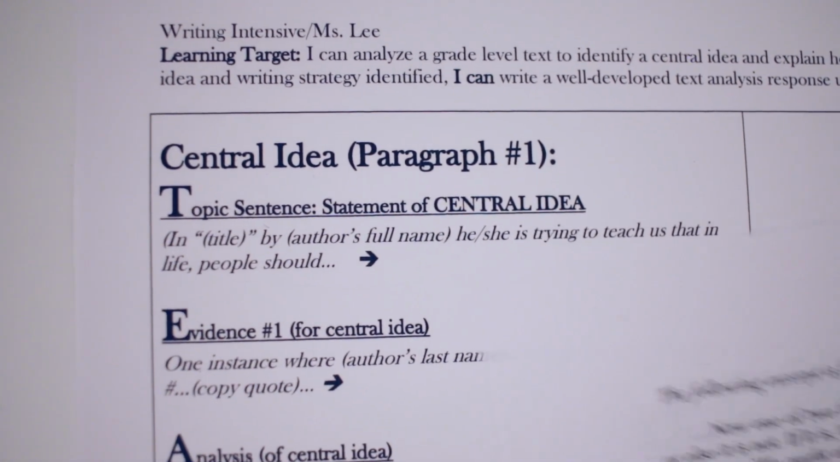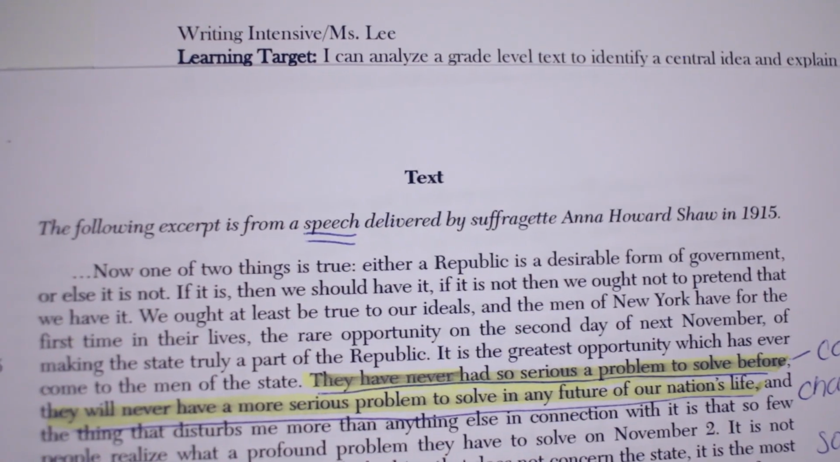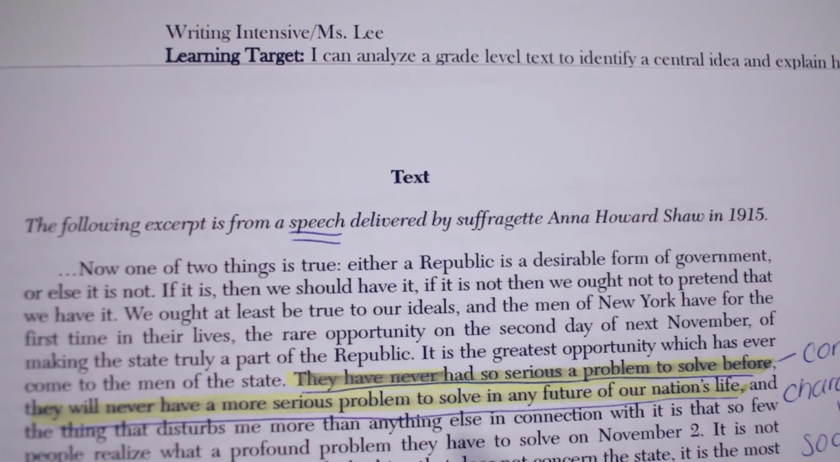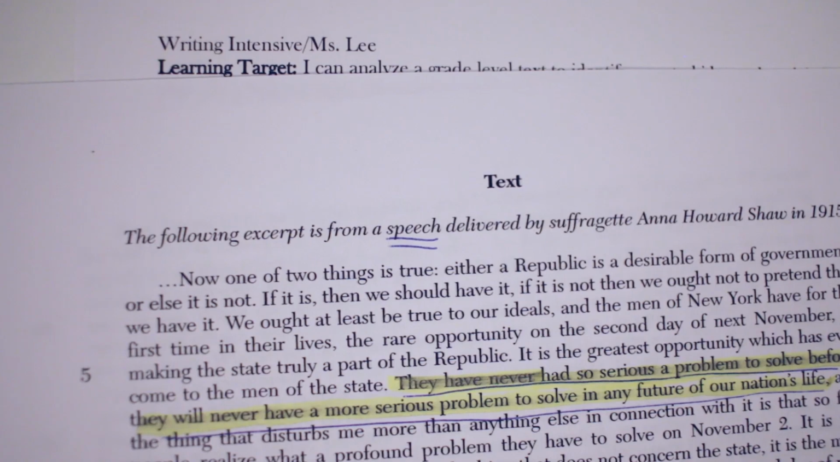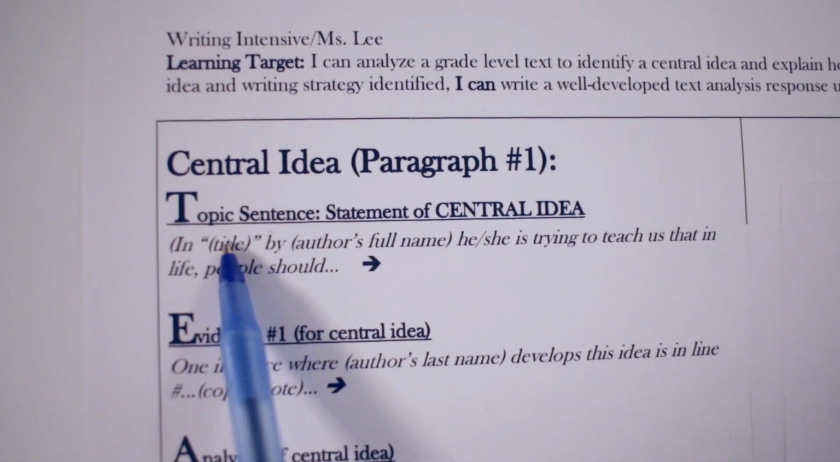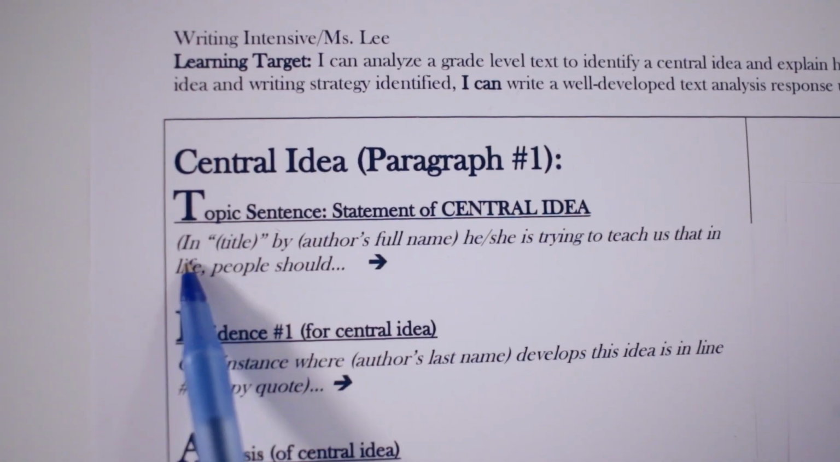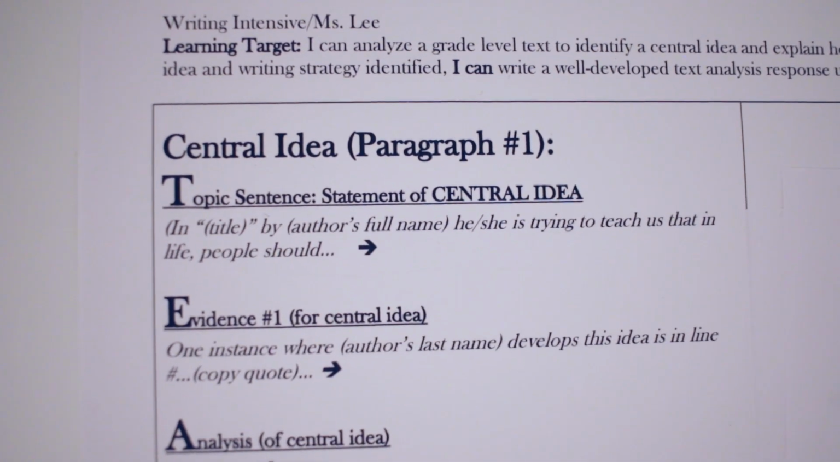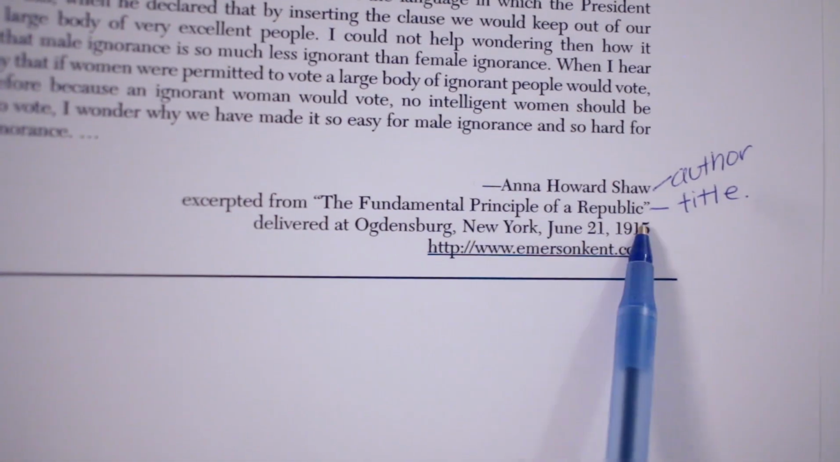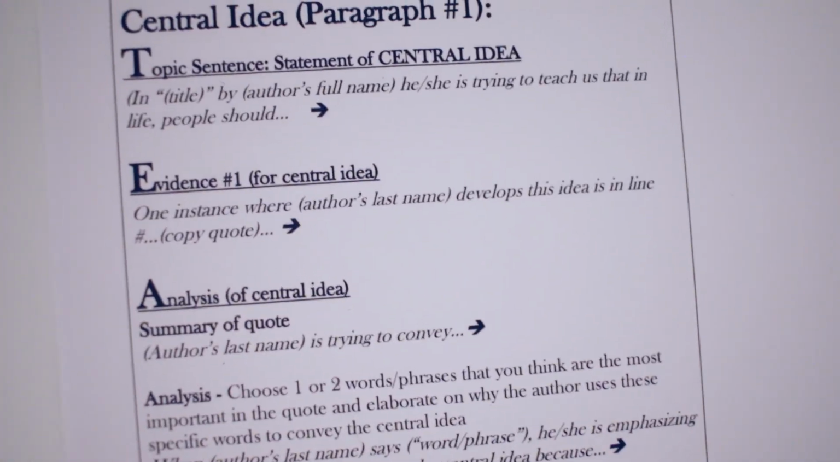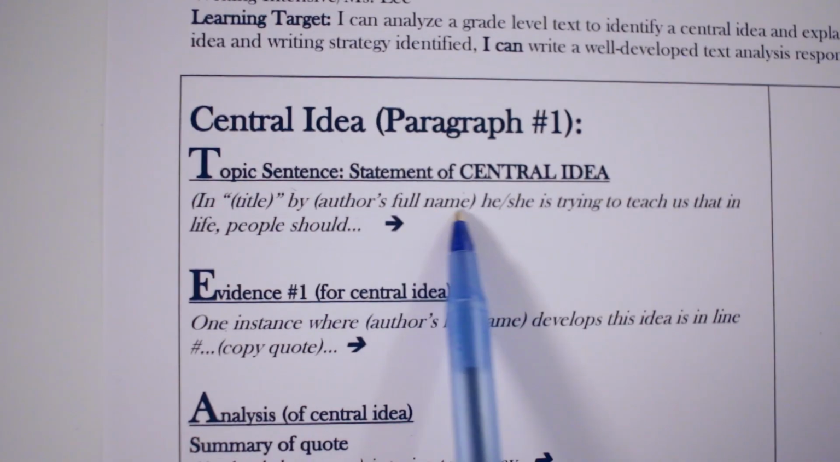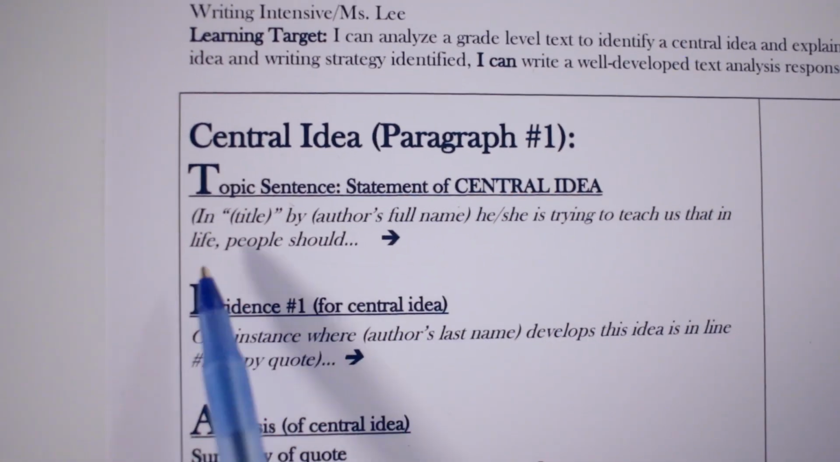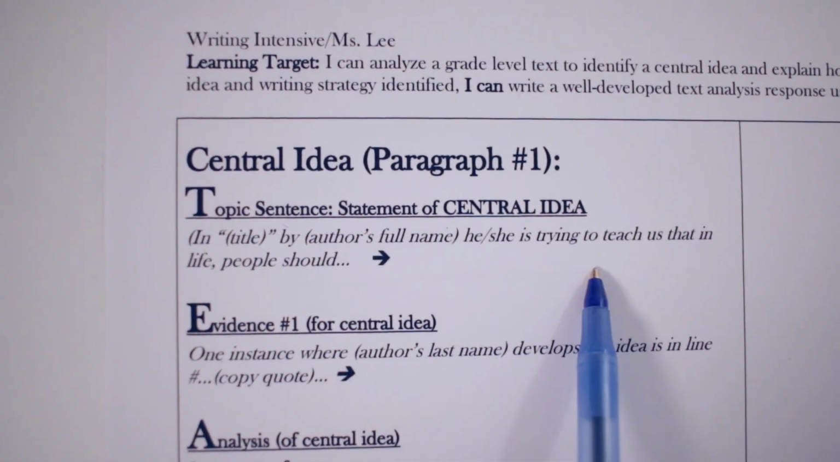So I'm going to be using the Anna Howard Shaw text from the June 2014 Regents to give examples regarding the structure. All right. So T would be topic sentence, statement of the central idea. In "The Fundamental Principle of a Republic" by Anna Howard Shaw. You would know the title from looking at the sources right here. Anna Howard Shaw is trying to teach us that in life people should, and then your central idea.